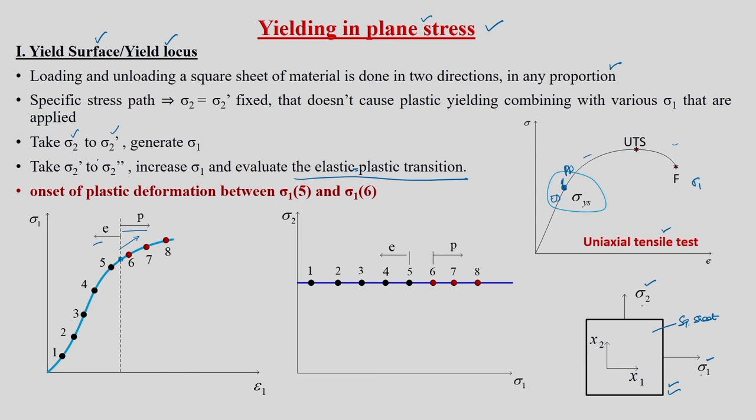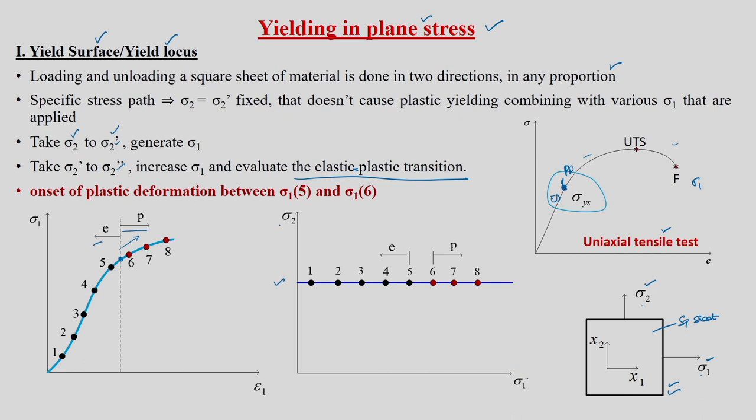I am going to take sigma 2 dash. Now I am going to convert that to sigma 2 double dash, and I am going to increase sigma 1 such that I am going to find one elastic to plastic transition. That will also happen, let us say, between 5 and 6 or 6 and 7. I will get one more point. That also is schematically drawn like this.